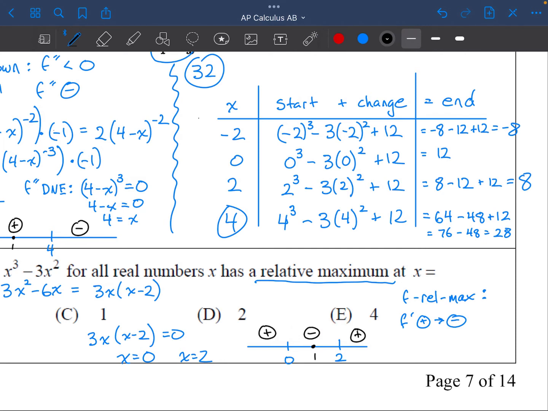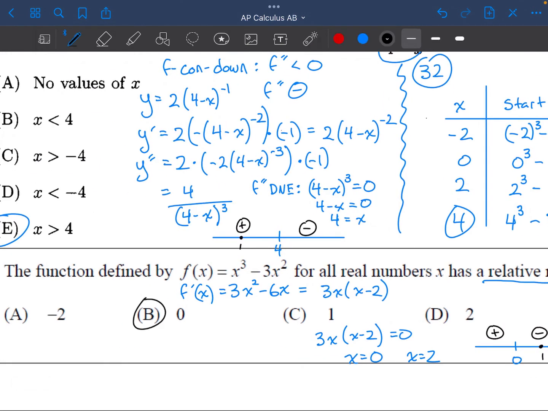Again, we're looking for that original definition where we change from a positive to a negative, reading from left to right. So from positive to negative, boom, there's our answer right there at 0. Correct answer is B. Oh, I want to do it in blue.